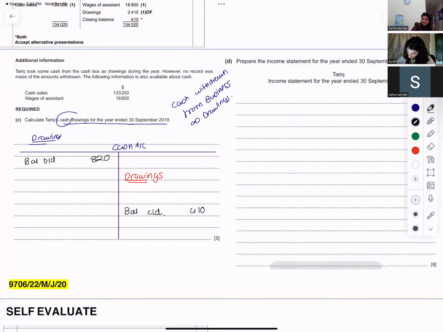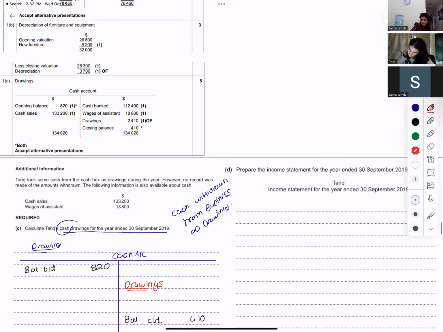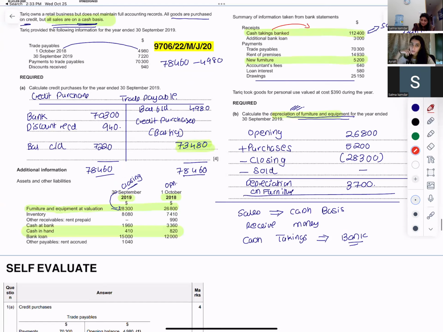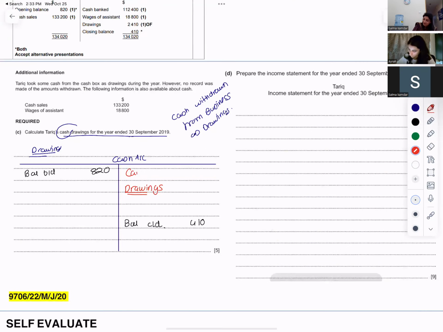Cash takings banked. So you'll put that on the credit side of this account because it's going out of the cash account. So cash banked. How much? 1,12,400. Then they say you have cash sales. That means money is coming in, so that will be on the debit side. Then they say you have paid wages. So that will come on the credit side.